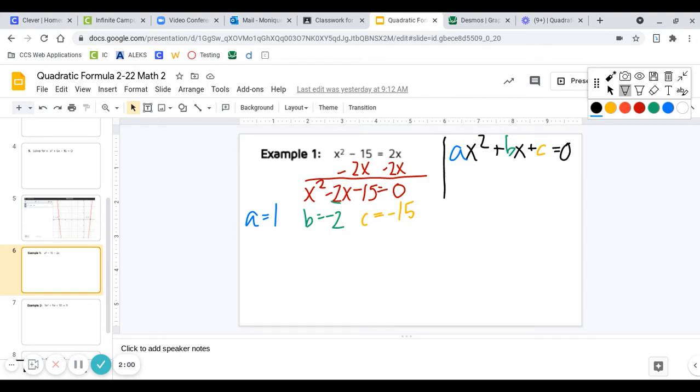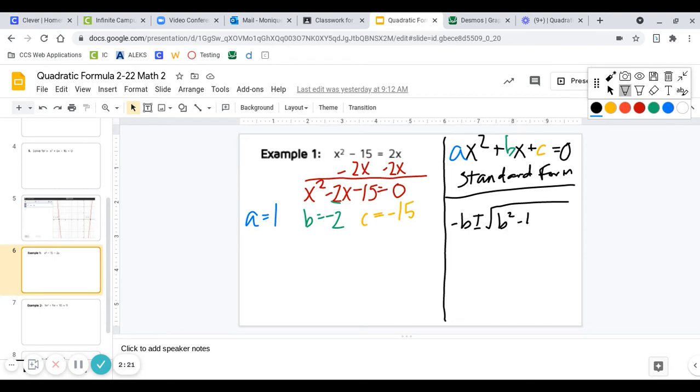So I'm going to put our formulas over here. So this is our standard form. And then our quadratic formula is negative b plus or minus the square root of b squared minus 4ac divided by 2a. So that's the formula that we're going to use to figure out the solution.